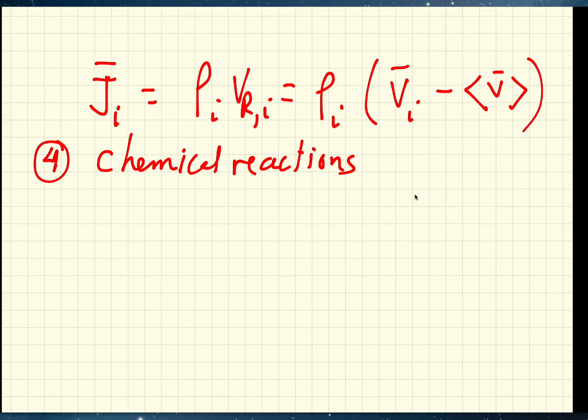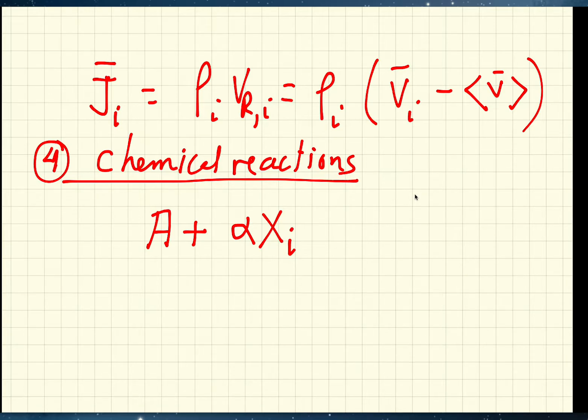So in chemical reactions, I'm going to consider a chemical reaction of this form. I have A plus constant alpha times another species x sub I. These A and X are chemical symbols for the different species, and we're focusing on species I reacting with another element A with a reaction rate constant K, and that produces two different elements.